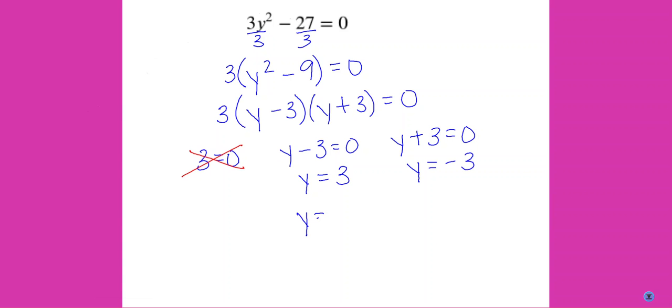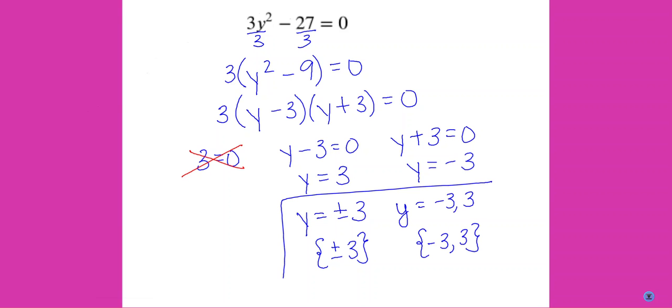So we can say y equals plus or minus 3, or that our set is plus or minus 3. It also would be fine to write y equals negative 3, comma 3, or write them separately in the set as well. Any of those 4 are acceptable ways to write your answer.